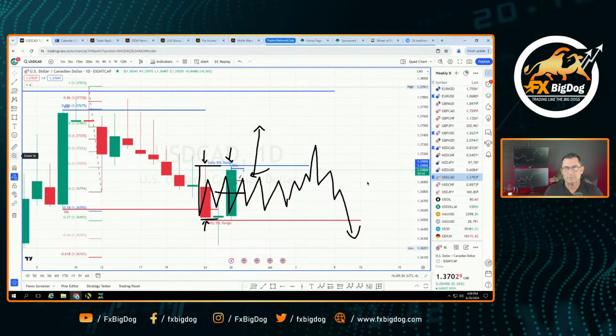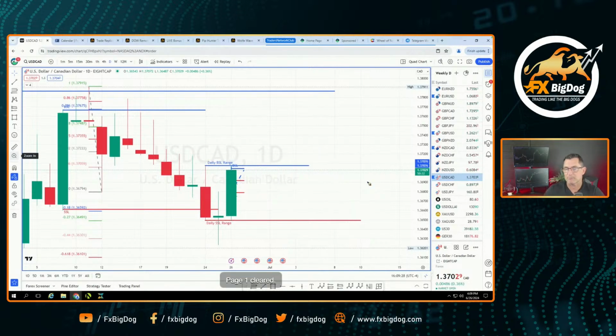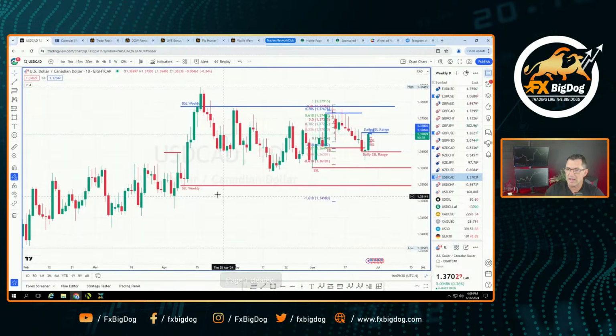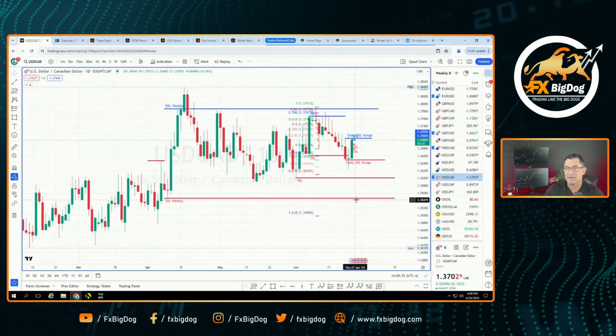The reason why is that if you look at the bigger picture on this particular pair, you can see that we have a sell side liquidity down here that the market has not taken out. We've seen a lot of manipulation here at the top. We've seen some sweeps of some buy side liquidity. And so, our liquidity draw on this particular currency pair is down here at 35.65 or 35.45.